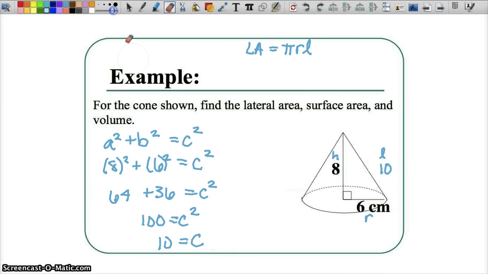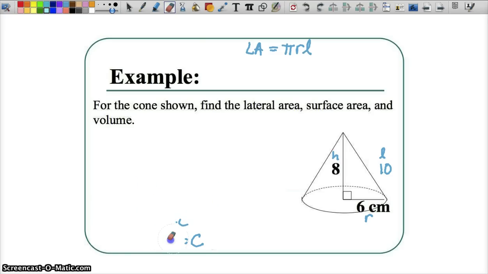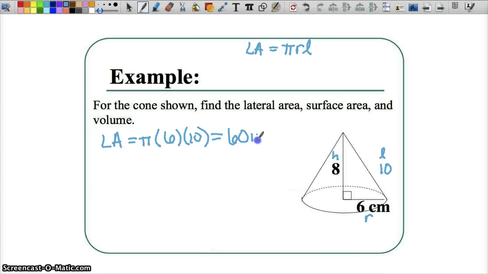So now as we go to plug that into our lateral area formula, which is pi r L, our lateral area would be pi times the radius, which is 6, times slant height, which is 10, which would give us a total of 60 pi centimeters, and then remember area is squared. You can leave the pi in or multiply it, it doesn't make a difference at all.